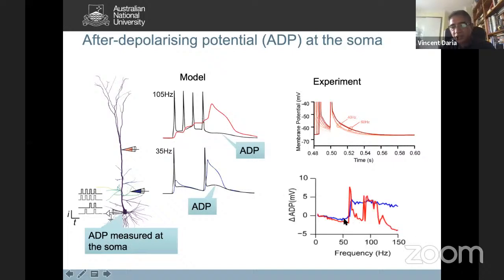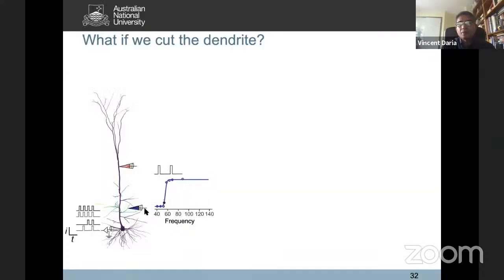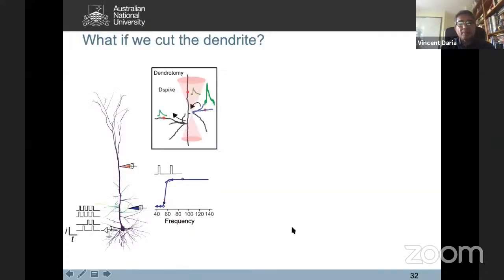If you look at that, at 70 hertz, there is some kind of response, and this is the response from Matthew Larkum's prediction, and this is our prediction here from these ones here. So if we use the ADP to measure the response of the neuron, we can then cut the dendrites. If we cut the dendrites using a laser, we can then see whether this step function is still there or not. And note that not all dendrites would have that kind of response.